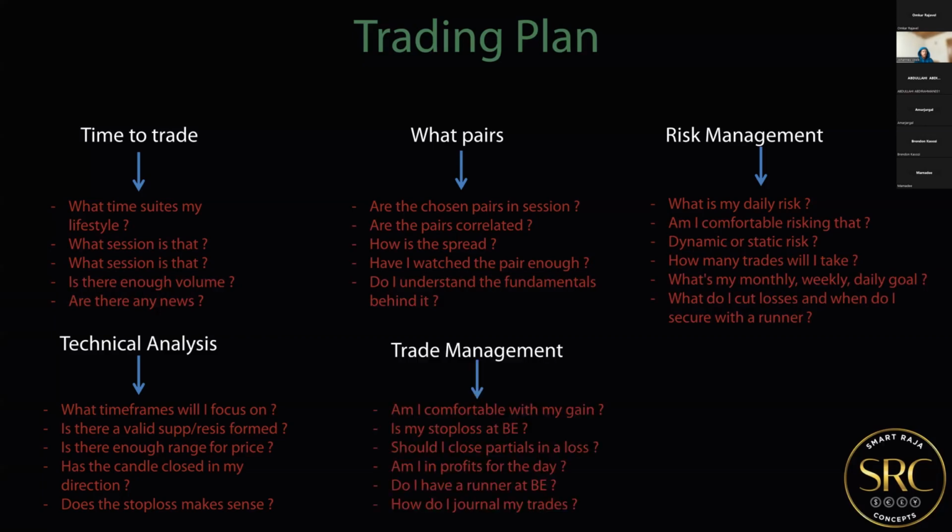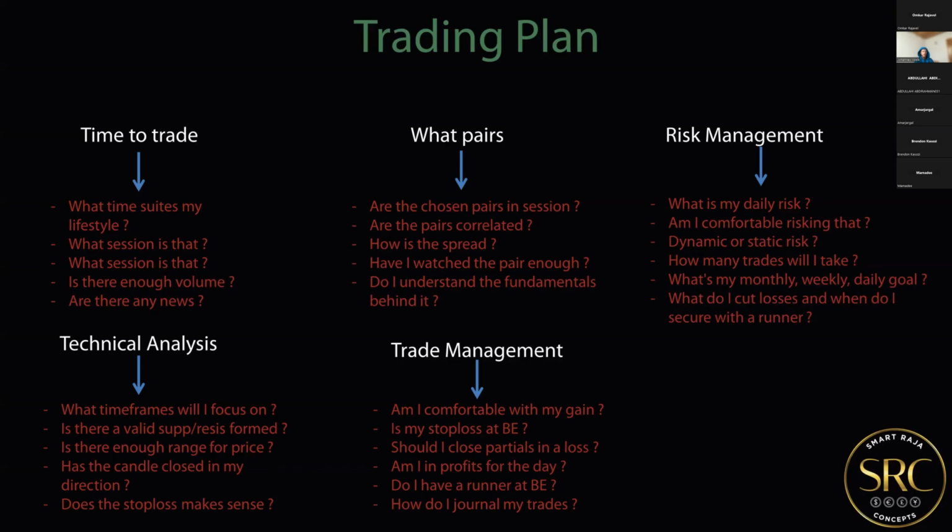Trade management. This is also very important. Trade management is how many pips do I look for a range? I've already talked about this. Trade management. Am I comfortable with my gain? Are you comfortable with grinding $10 or like grinding $5, $15, $20? Are you comfortable with that? Whenever you move your stop loss to break even, you have to accept that, because wherever you move your stop loss, you're accepting that outcome.